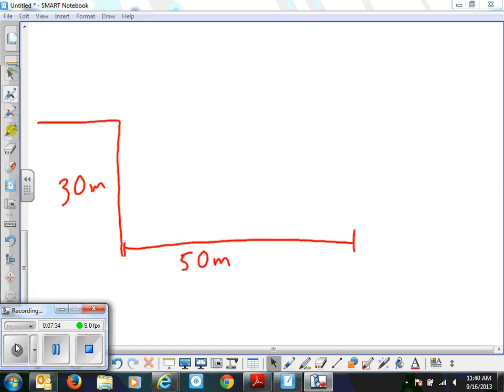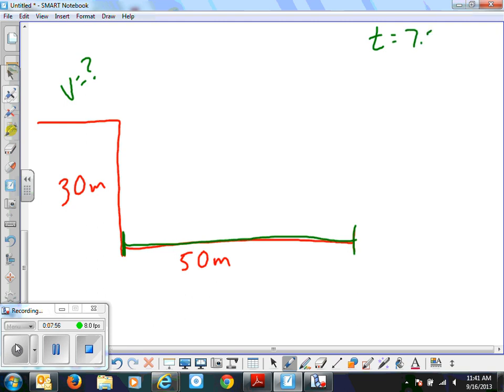Okay, so in this problem we have some kind of velocity up here, and that's what we're trying to figure out. But we know that that velocity goes 50 meters in the x direction, and the time that it takes for this whole situation is 7.5 seconds. So that's what we know. We know that we have a cliff of 30 meters, and it takes 7.5 seconds for this thing to go from here and land over here. Okay, so what should we do first?